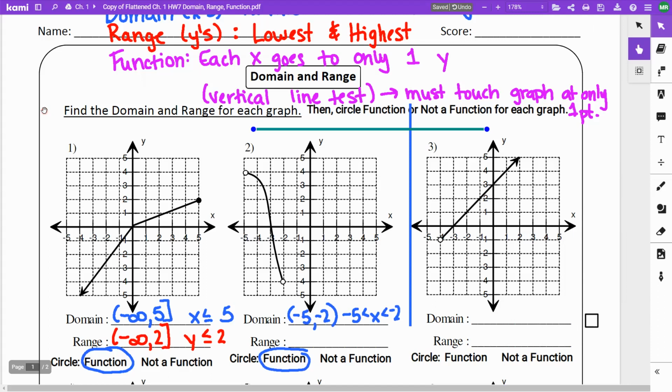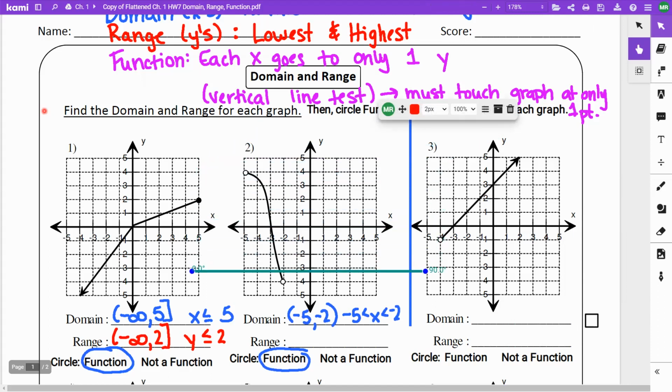Now, if I'm looking at my range, the lowest this graph goes is -4, but again, it's an open circle, so it doesn't include -4. And the highest it goes is 4, but again, it doesn't include that. So from -4 to 4, but not including -4, not including 4.